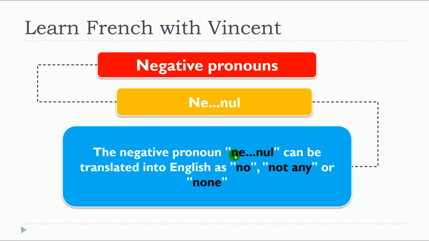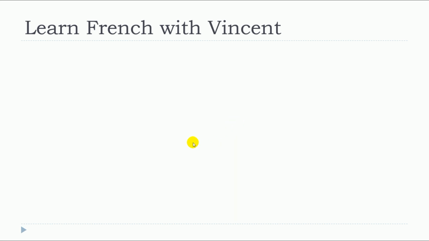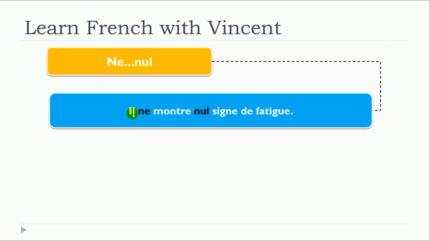The negative pronoun ne, nul can be translated into English as no, not any, or none. Keep in mind that in that case, as we're using nul written like that, N-U-L, it will be for the masculine form. So let's see some examples.